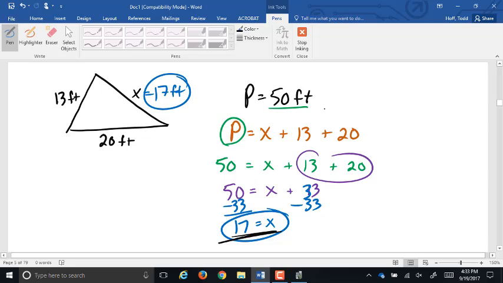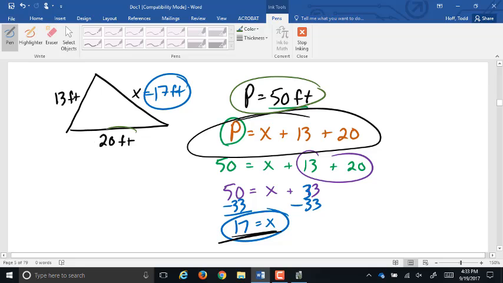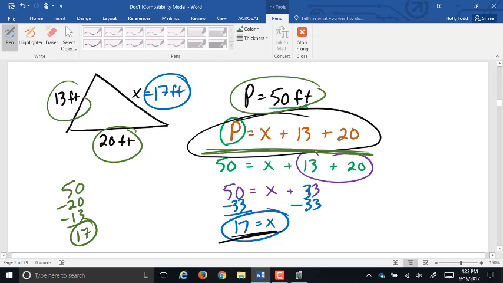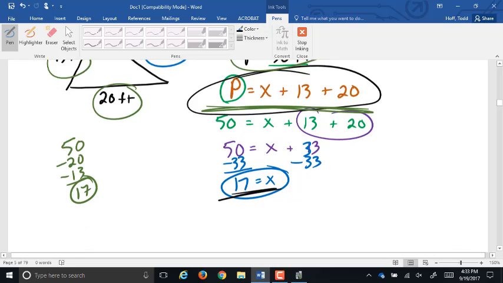I fully acknowledge that if I'm working a problem like this on my own, I'm probably not going to bother writing out the equation. I know if the perimeter is 50, I subtract the sides that I know. I do 50 minus 20 minus 13 leaves me with 17. I don't bother writing out an equation for these simple problems. But we're doing it because we have to get used to writing those equations so that when we hit a more complex problem, we know how to set it up.